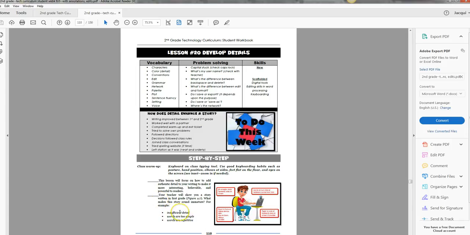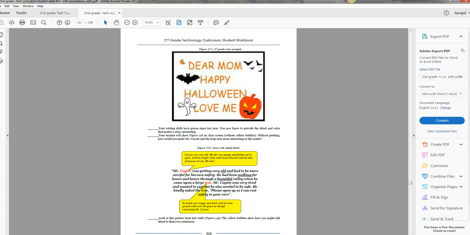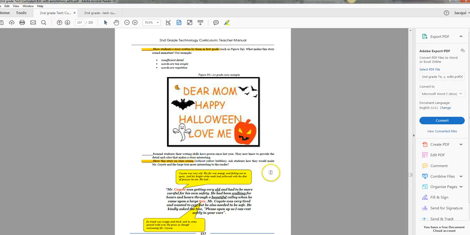So if they parrot these to you because they're using the workbooks, ask them, what does that mean, insufficient detail? What does it mean the words are too simple or repetitive? So get them thinking about those, because those definitely are reasons why, when you look at this, you think that's first grade, not second grade. This one down here that we're going to use is definitely more involved than it would be for a second grader, but we're just using it as an example.